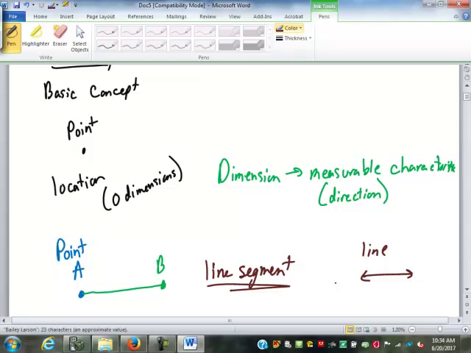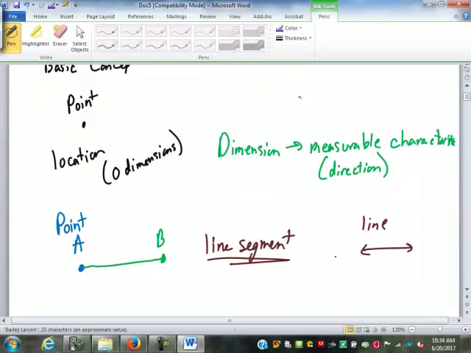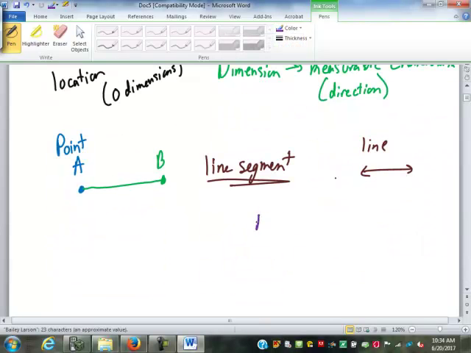Some quick things about our line segment. Number 1, notation. Just write the end points A and B with a little line segment over the top of them. That means line segment or segment AB.